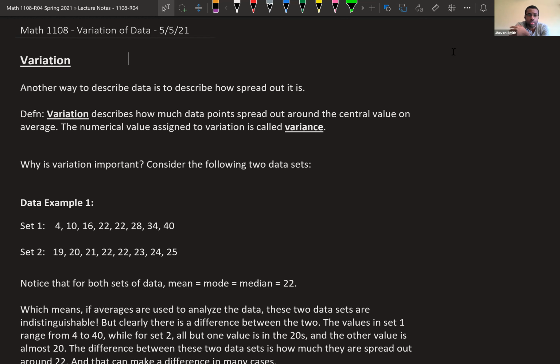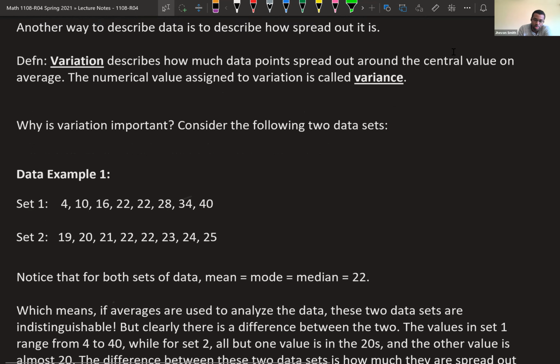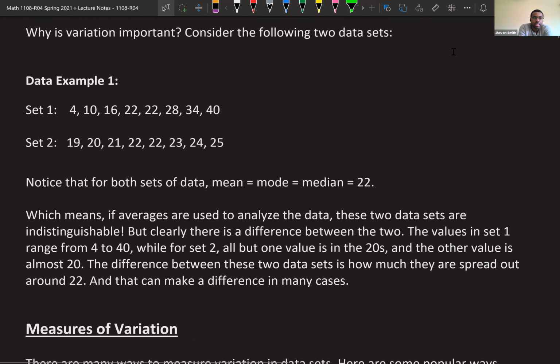And variation is just referring to how the data is spread out around the central value. This might be of importance also. And the numerical value that we assign to measure variation is called variance. We'll talk about a specific kind of variance later on, but that's the word we use. And we might think, well, why is variation important? Well, look at this example here.